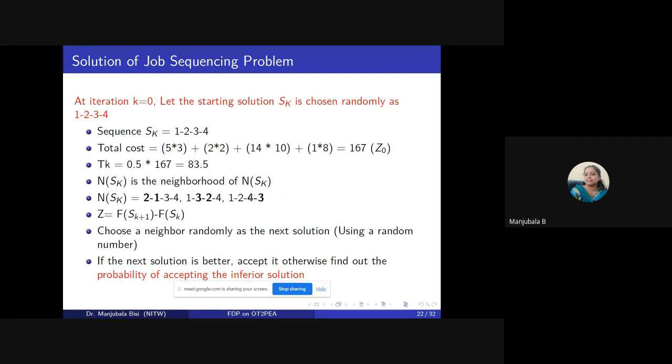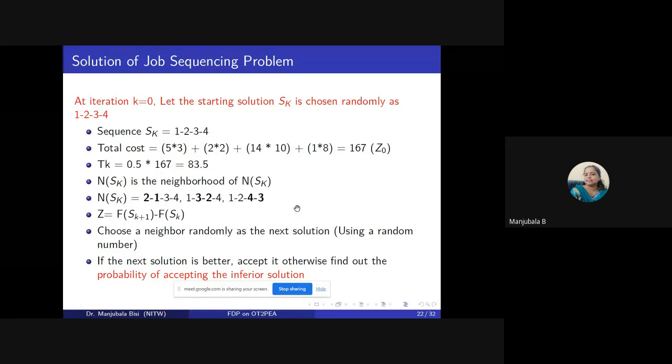This neighboring solution N of S_k depends upon the problem. You have to think about what are the possible ways by which different solutions can be framed for that particular problem. For this job sequencing, you can extend it further: if you swap 4 and 1, you get 2, 3, 4 and so on. Here I have swapped only consecutive jobs, right?